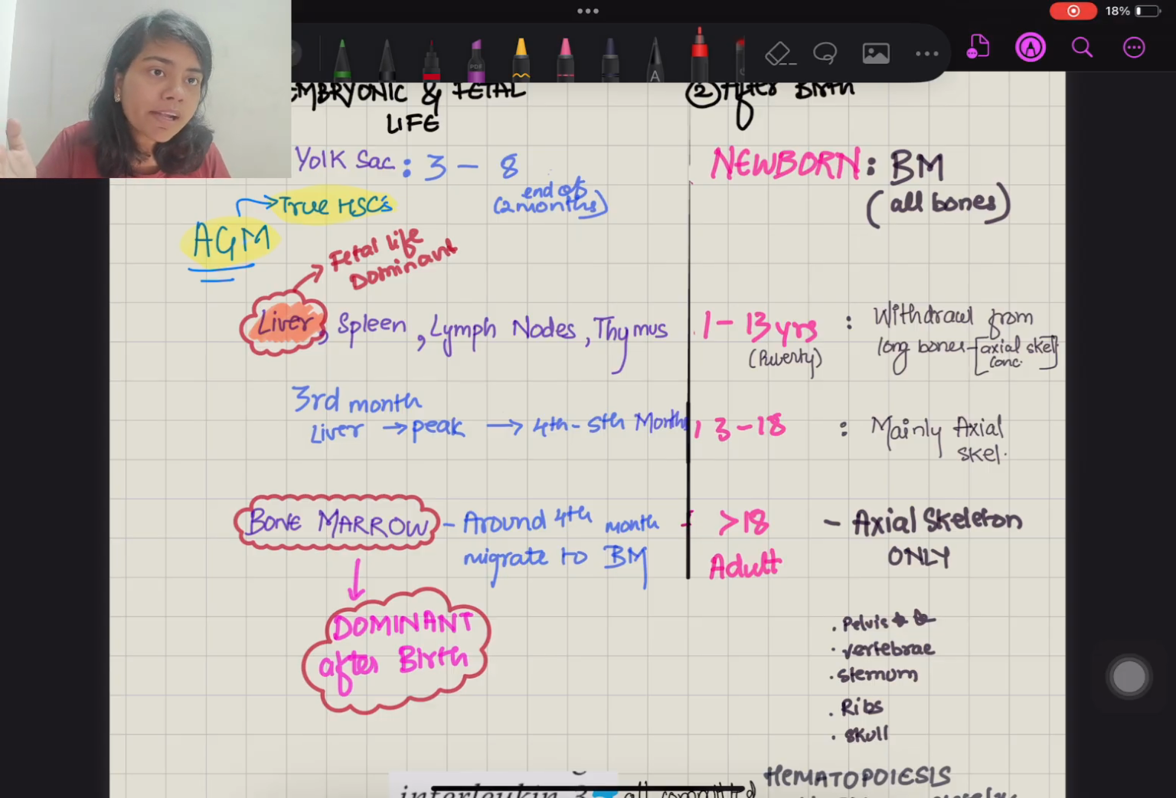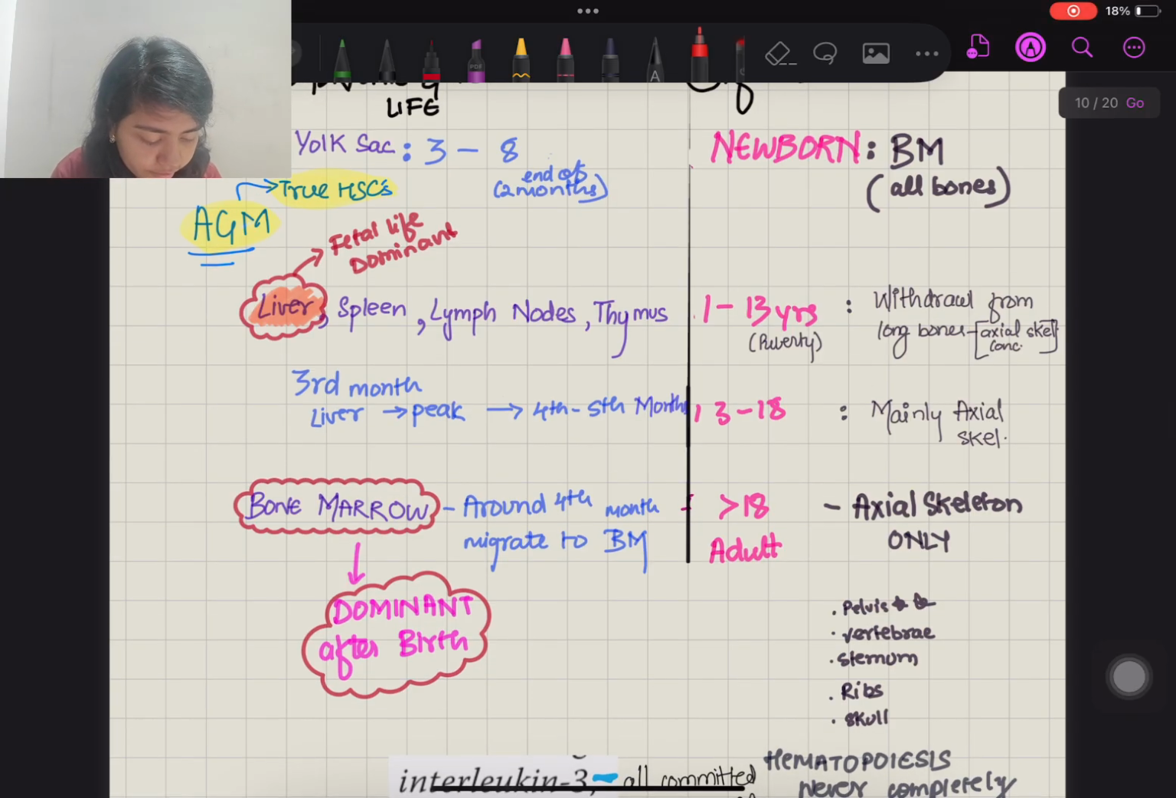Now this precursor will be transported to the liver. Okay, so is the synthesis of HSC happening in the liver? No. The HSC will be transported to the liver, spleen, lymph node, thymus. So when will it be transported? Third to 8th week in the yolk sac. 8th week meaning end of 2nd month, no? So in the 3rd month the HSC has come to the liver.